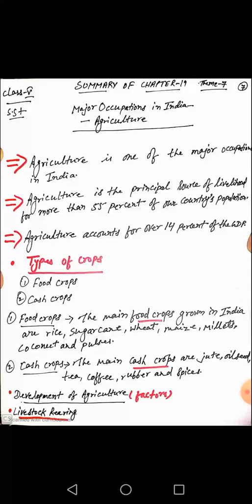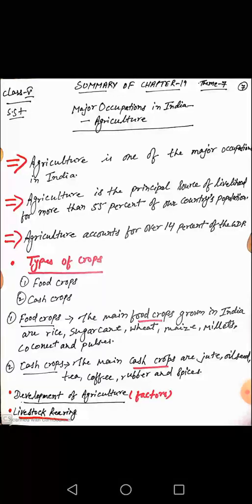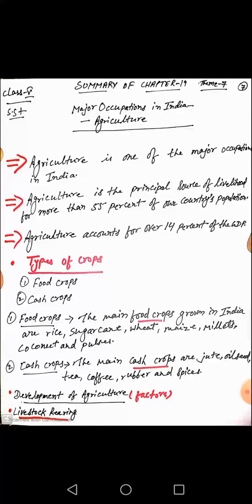Now, next topic of this chapter is types of crops. There are two types of crops we read in this chapter: food crops and cash crops. The main food crops grown in India are rice, sugarcane, wheat, maize, millets, coconuts and pulses. The main cash crops are jute, oilseed, tea, coffee, rubber and spices.